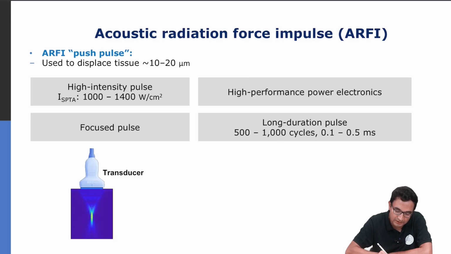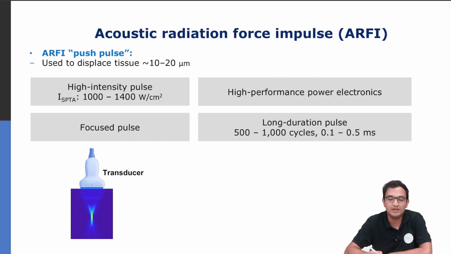Now, this sudden displacement and then the relaxation will actually lead to shear wave generation in the perpendicular directions. The pulse being used is of relatively high intensity, 1000 to 1400 watts per centimeter squared, but a very low duty cycle is used. So, you will not expect much temperature elevation because of this push pulse.